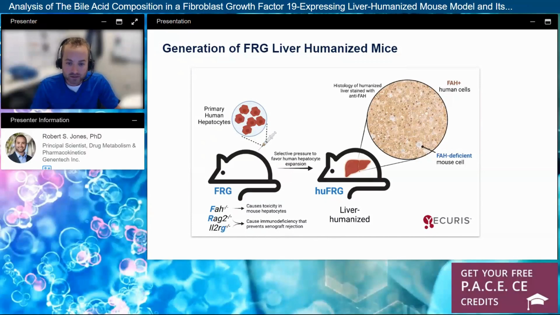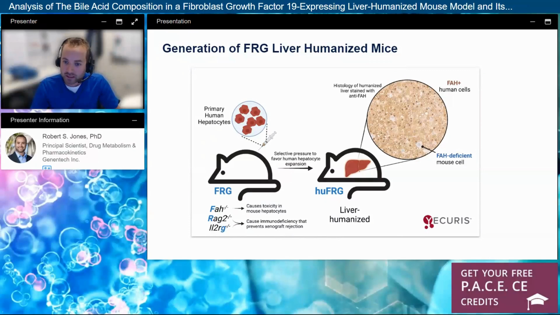In this knockout mouse model, we were able to inject through the spleen these primary human hepatocytes and then apply selective pressure to favor human hepatocyte expansion. So essentially what you get is a humanized FRG, or liver humanized, mouse model. These mouse models are also referred to as chimeric liver mouse models, given that they're not 100% human hepatocytes. There still are some remaining murine hepatocytes.